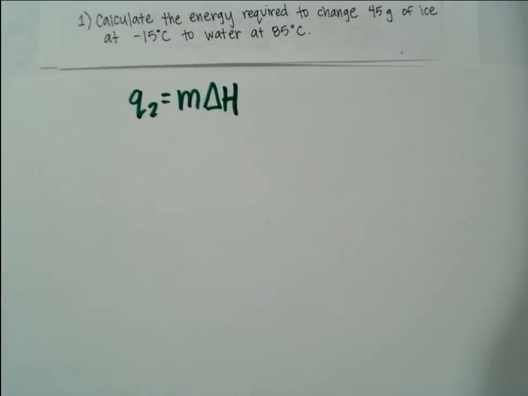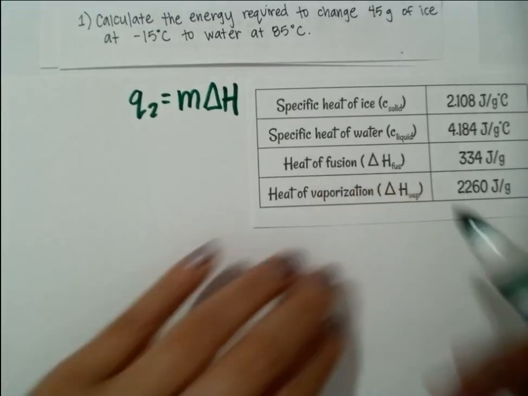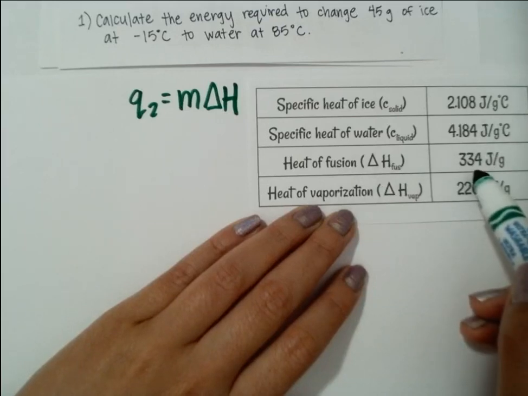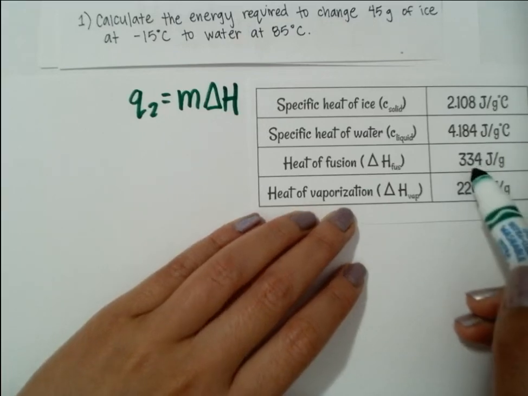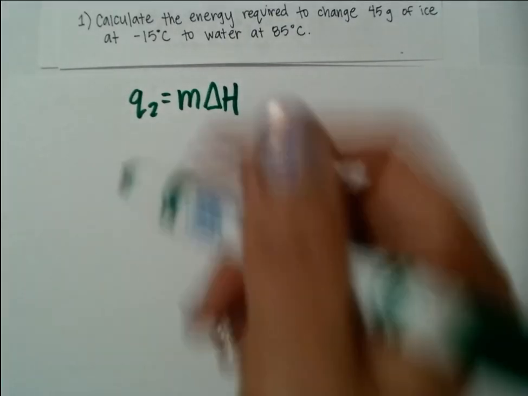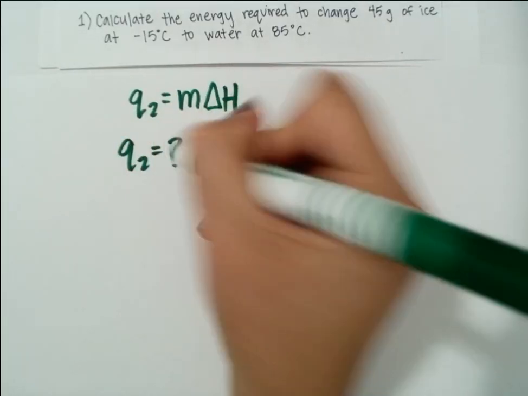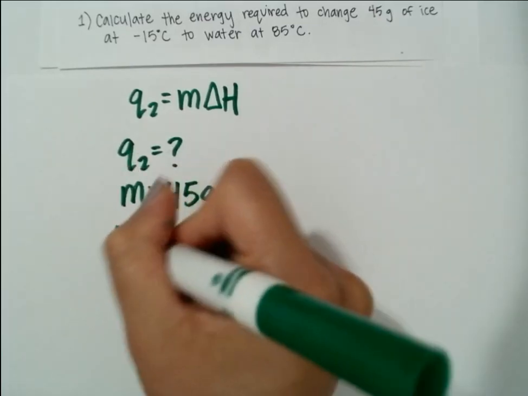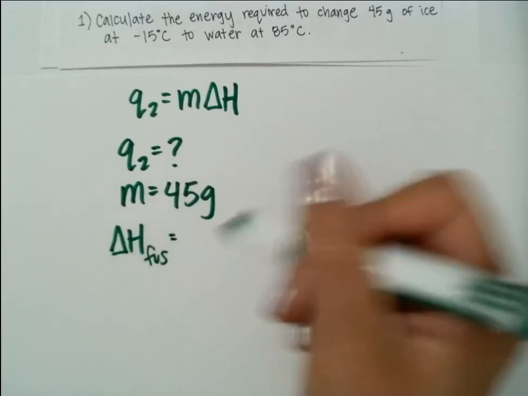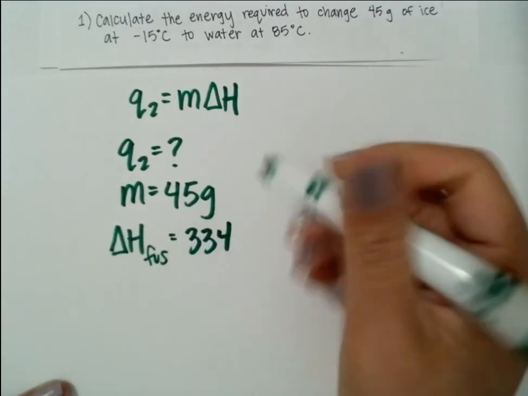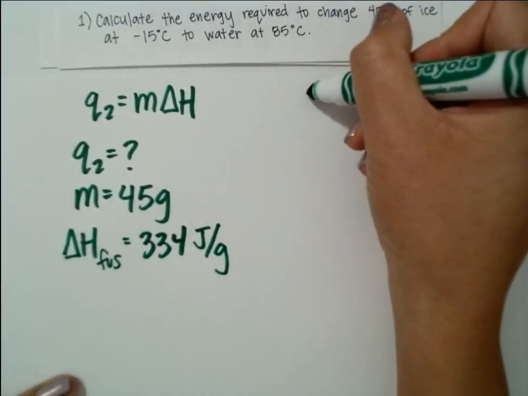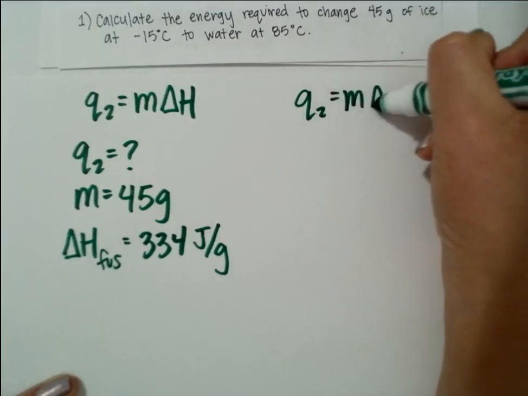Now we are using the delta H fusion because we are going from a solid to a liquid. So we're going to use this value right here. Going from a solid to a liquid, that's an endothermic phase change, so I'm going to keep that positive. Okay. So Q is what we're solving for. M, again, is 45 grams. And delta H, we said we're going to use delta H fusion, so that is going to be equal to 334 joules per gram.